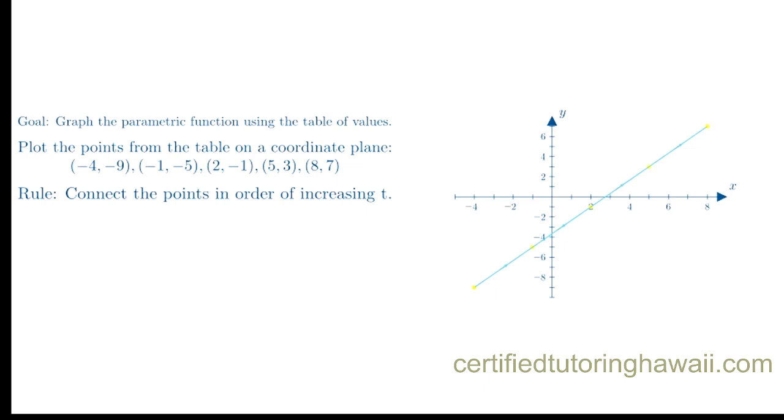Think of this as a path. The parameter t represents time, and the path shows the position of an object as time passes. The arrows tell us the direction of travel.